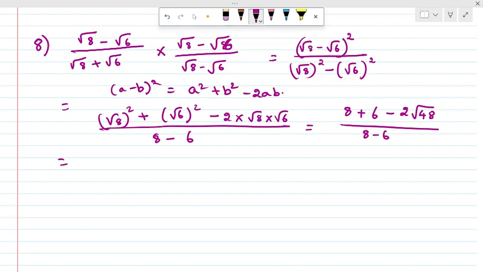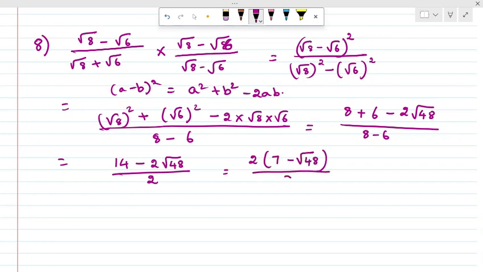So now 8 plus 6 is 14 minus 2 root 48 divided by 2. Okay, now we can take out 2 common outside. So 7 minus root 48 divided by 2. So this 2 and this 2 can be cancelled. Now actually answer is 7 minus root 48, but 48 can be, we can do something with the 48.